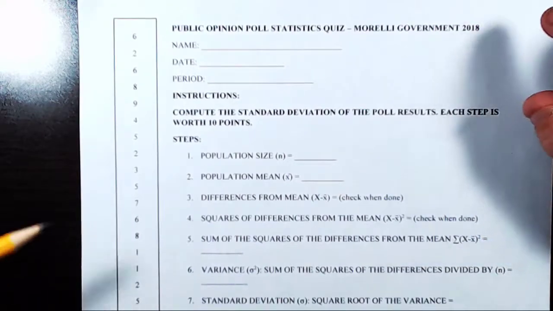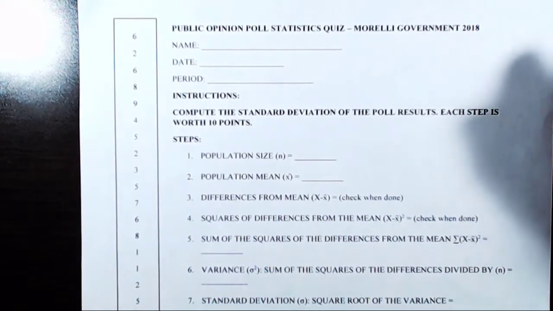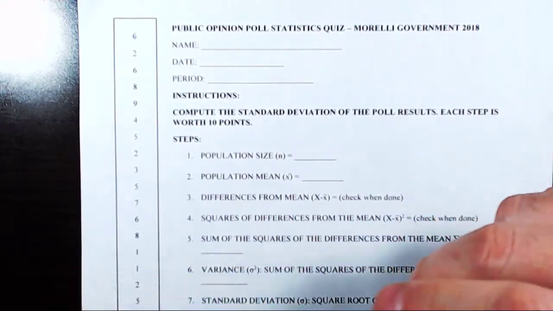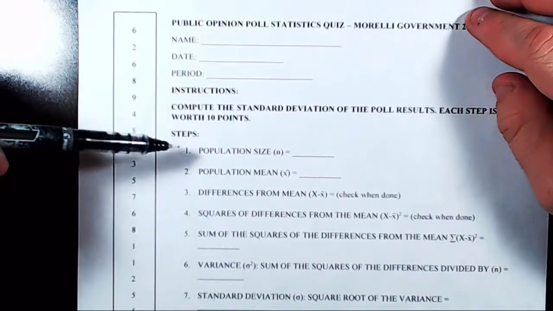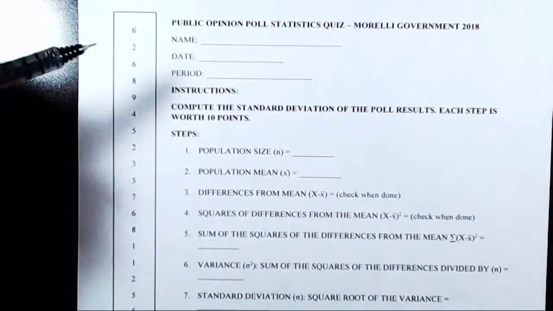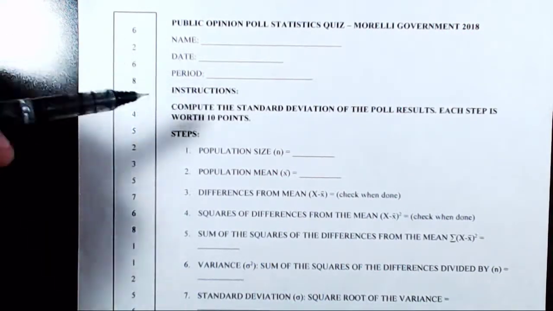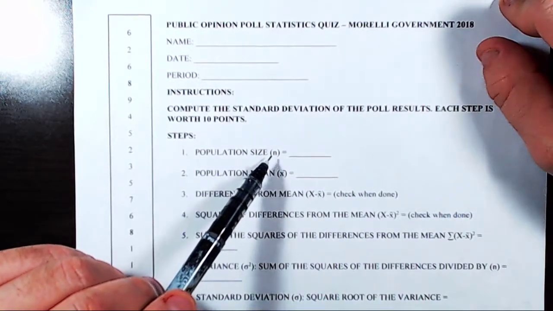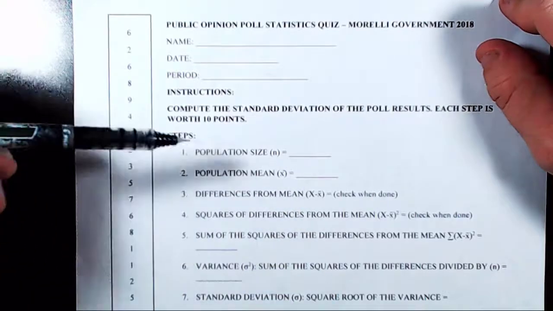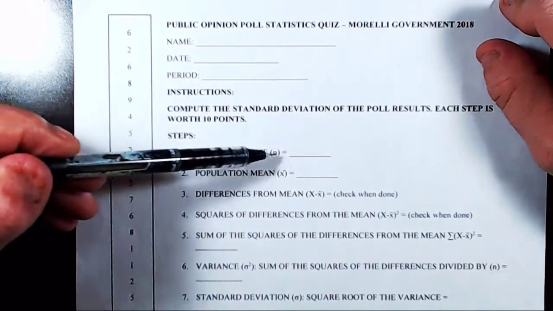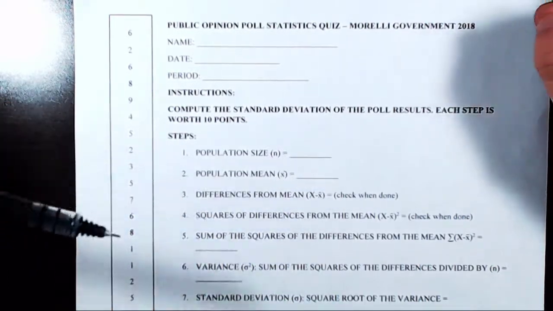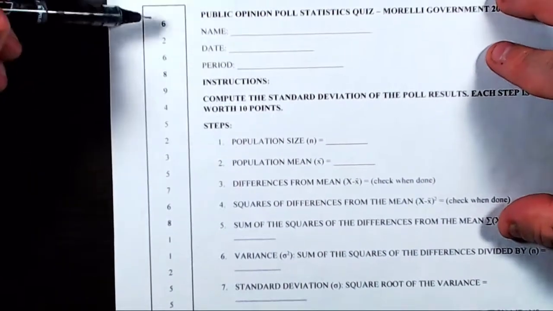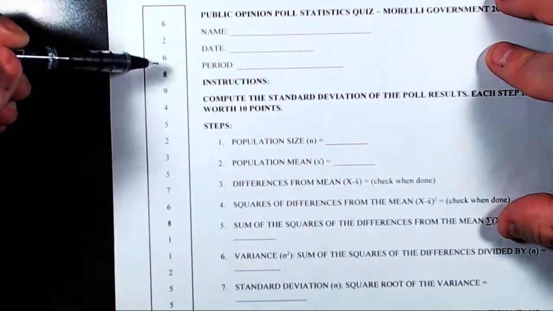All right, there are a number of new vocabulary terms when we're computing the standard deviation, and the first one is population size. This is not a difficult concept. It's represented by the letter n, lowercase n, and when it says population size n equals blank, what do you put? Well, the way you find that is you go and count the number of polling results.